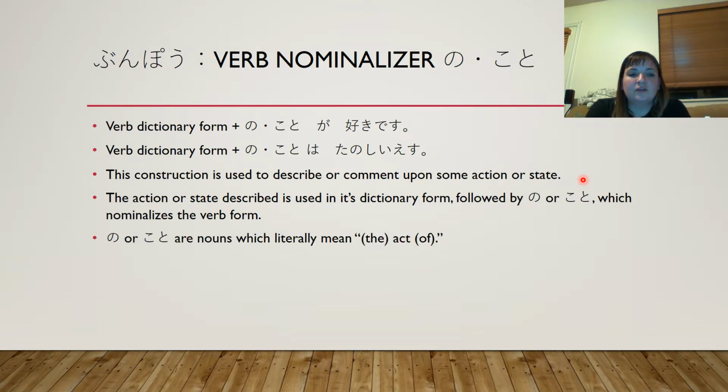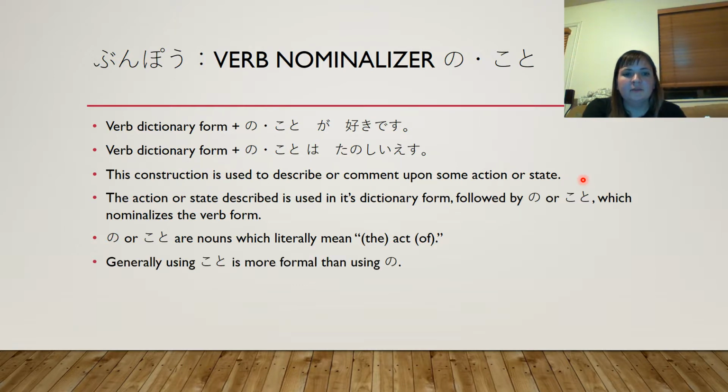Again, no and koto are nouns which literally mean "the act of." So instead of saying "the thing of," you can also say "the act of," like the act of eating or the act of watching anime. I could say anime o miru koto, the act of watching anime. All you're doing is learning how to take your verb so that it is a noun, so we can describe it, right?